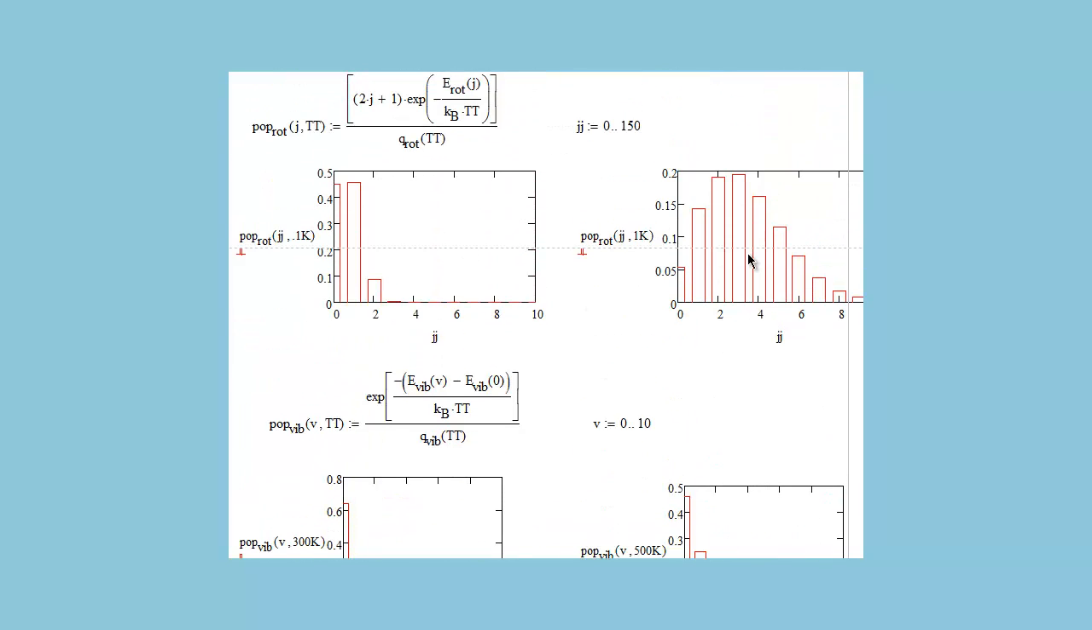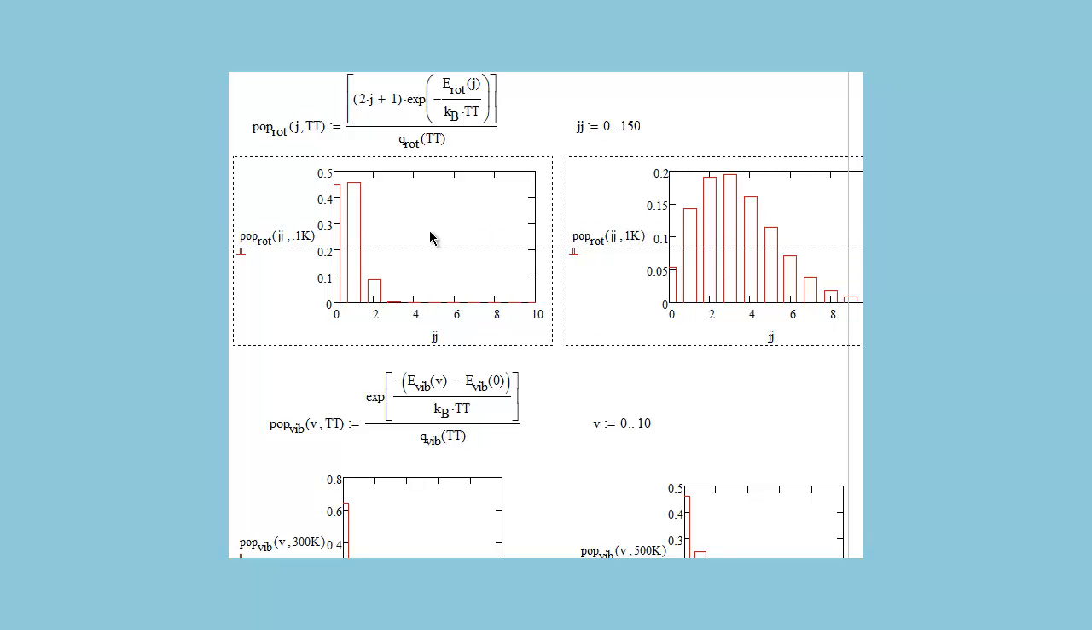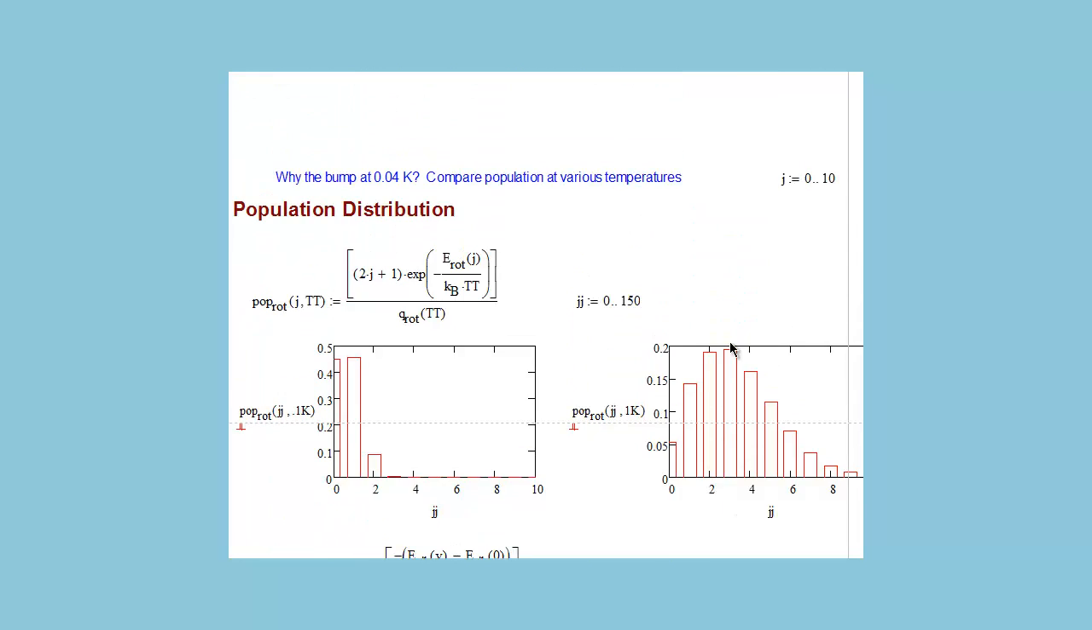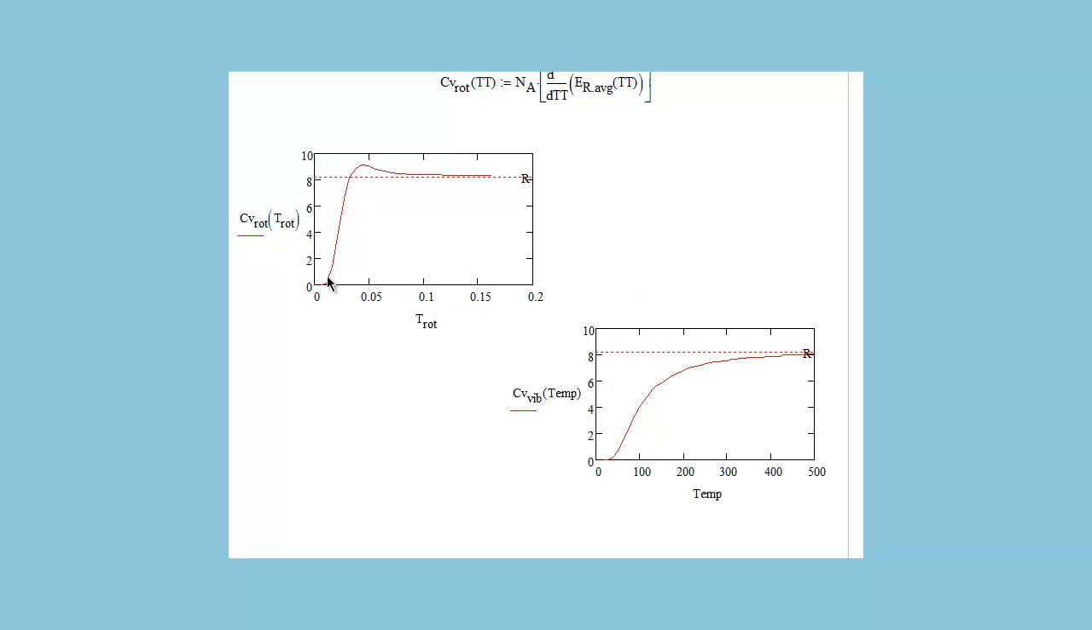In contrast, with the rotational distribution, the actual maximum in the population plot shifts to higher quantum numbers. So at 0.1 Kelvin, the maximum population is in the first, J equals 1, quantum level. At 1 Kelvin, the maximum population is in the third quantum level. This shift gives rise to this unusual heat capacity behavior. You get this bump.